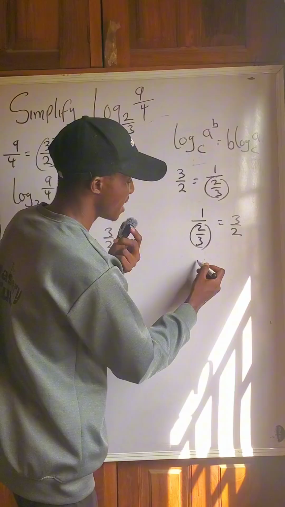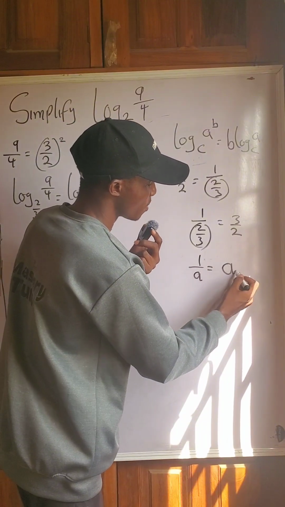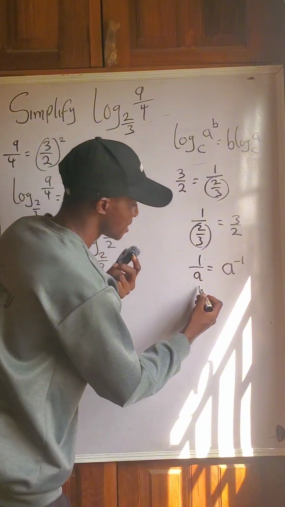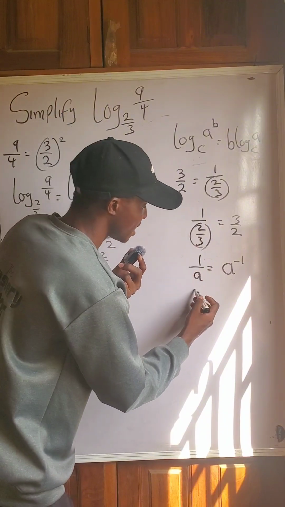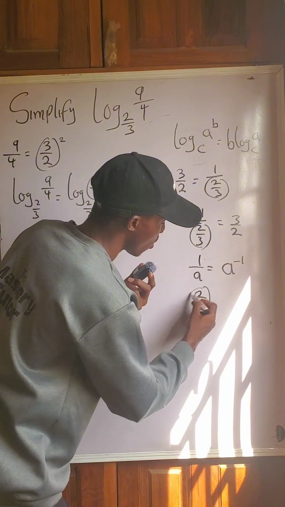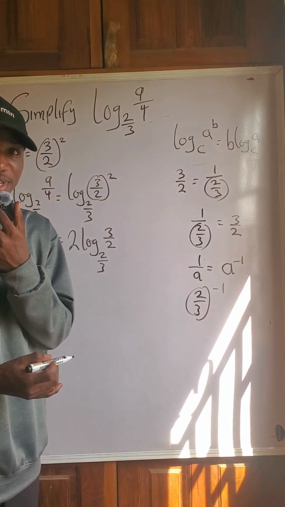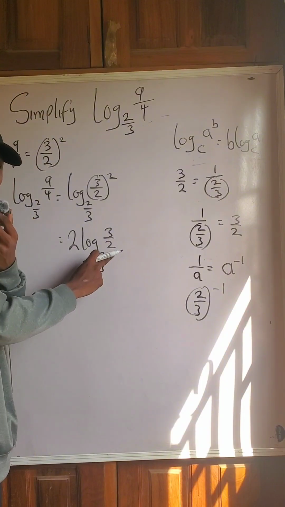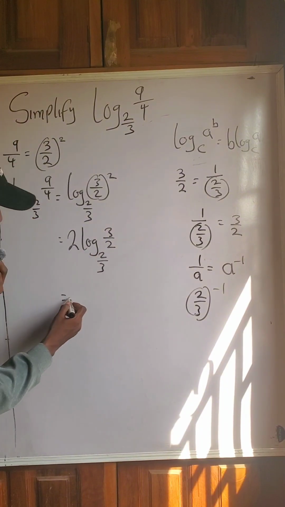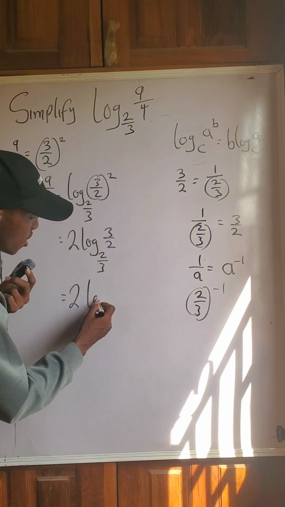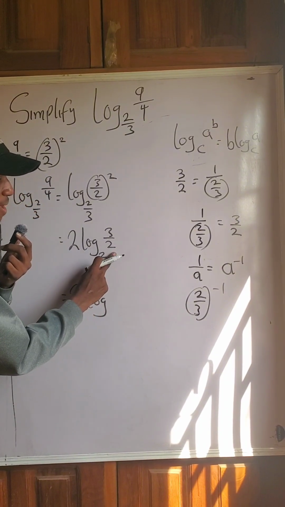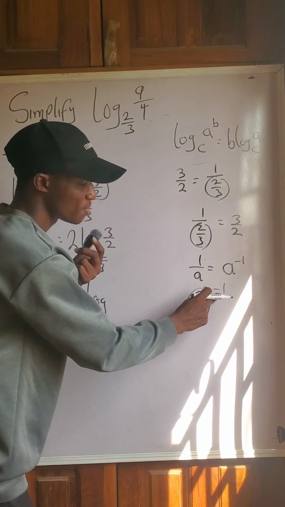And there is a law of indices. If you have 1 over a, 1 over a is a raised to the power of minus 1, right? So that means that 1 over 2 over 3 can be written as 2 over 3 raised to the power of negative 1. Do you understand? That is the law I'm going to use here. So I'm going to have 2 multiplied by log, instead of 3 over 2, 2 over 3 raised to the power of minus 1.